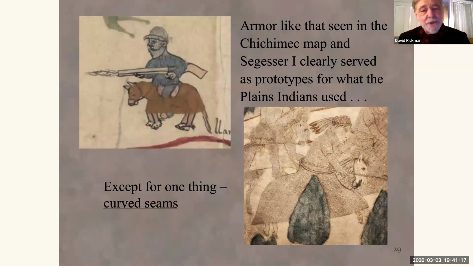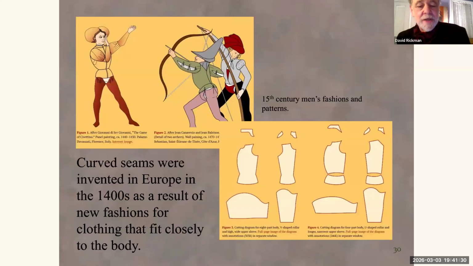Armor like that seen in the Chichimeca map and Sagessa 1 clearly served as prototypes for what the Plains Indians came to use, except for one thing: curved seams. Curved seams were invented in Europe in the 1400s as a result of new fashions for clothing that fit closely to the body. We continue to use them today, of course, and yet they were not used anywhere else in the world until they were introduced by Europeans.